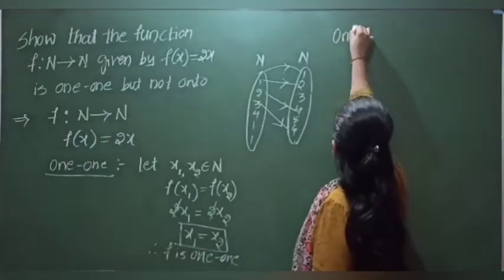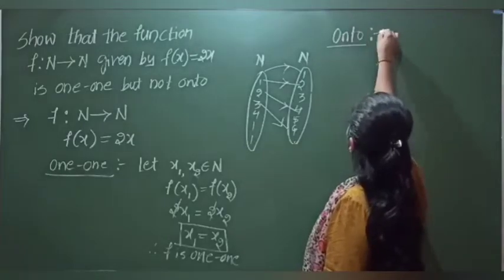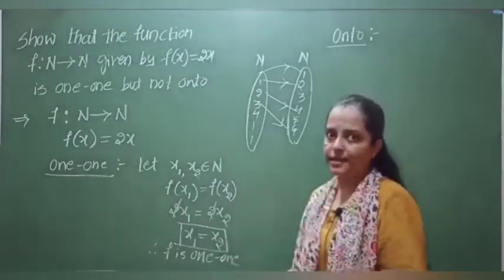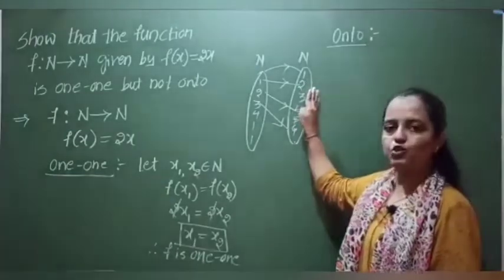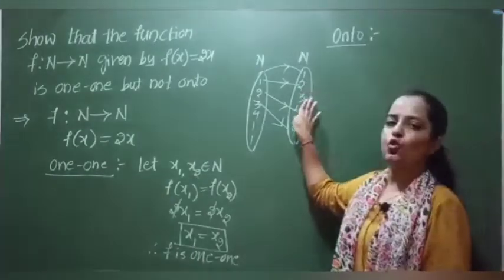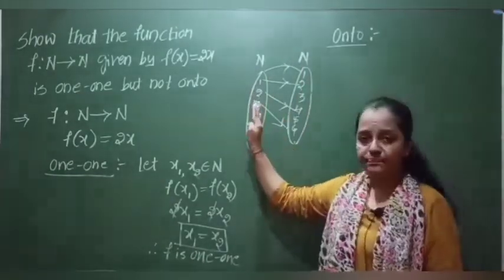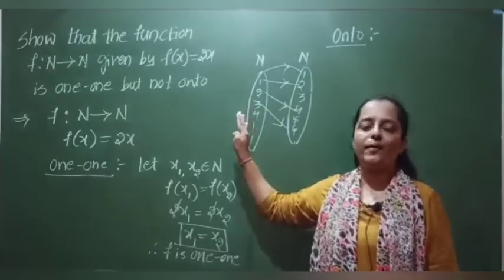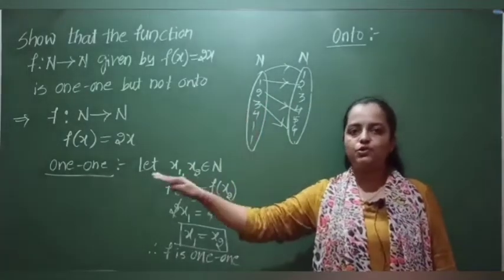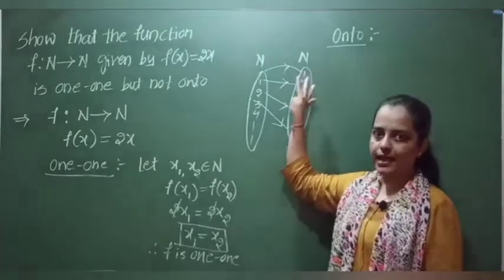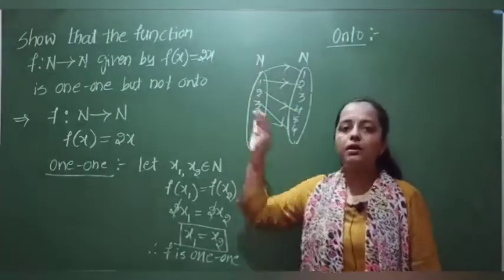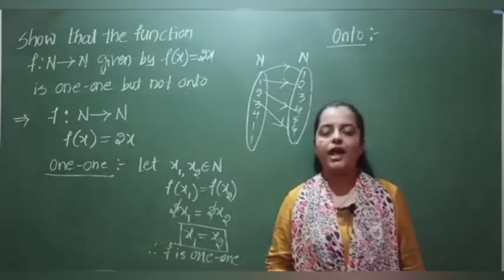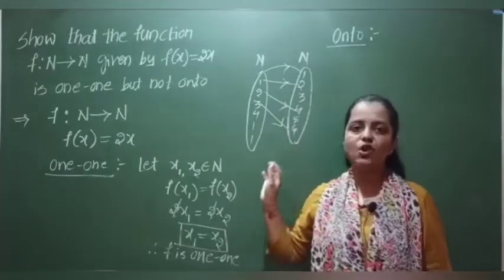So now we'll think of onto function. What is an onto function? For any element y that belongs to the codomain, there exists x in the domain such that f of x equals y. All the elements in the codomain must have a pre-image existing in the domain. At that time we can call the function an onto function.